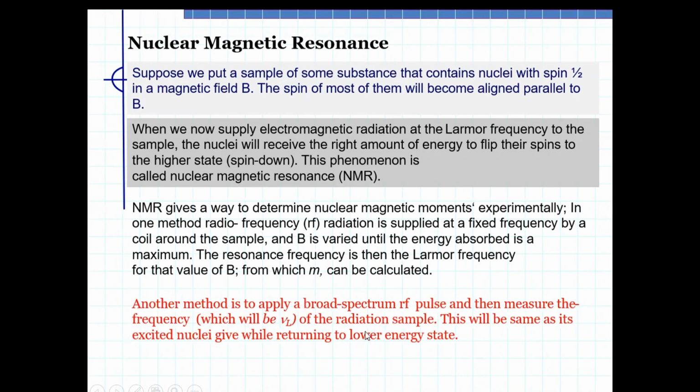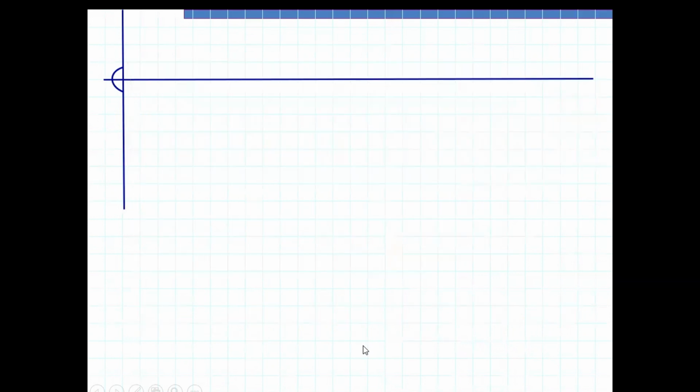The other method is that we use a broad spectrum radio frequency pulse and then find out the frequency, nu L, of the irradiated sample. This will be the same as what the excited nuclei give out when returning to the lower state. So again, it is the resonance with the particular frequency through a broad spectrum that this sample will obey, and therefore it will return that frequency.